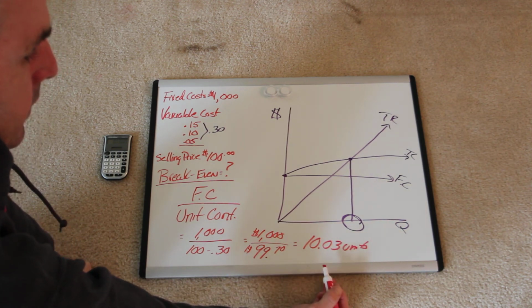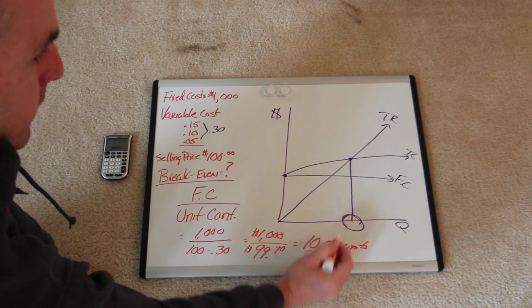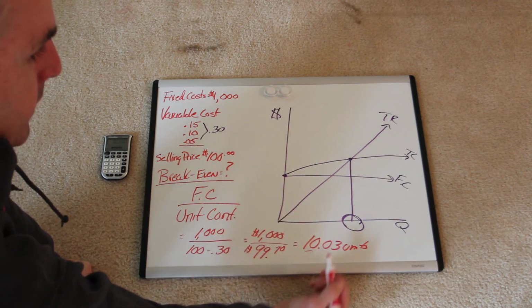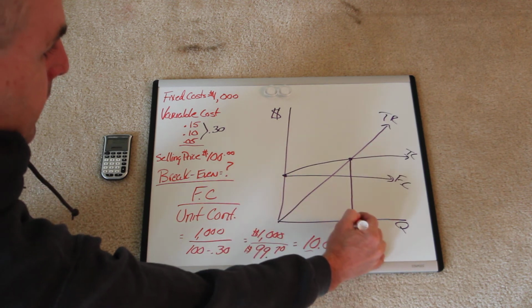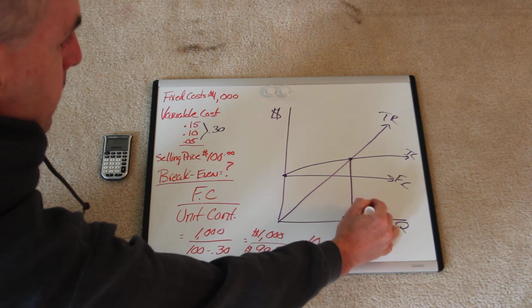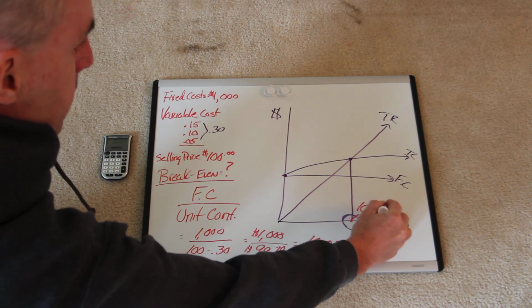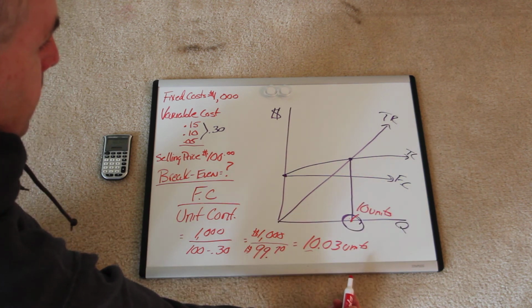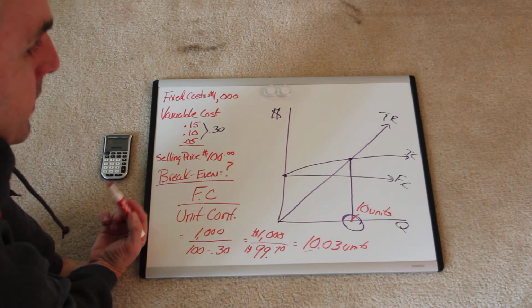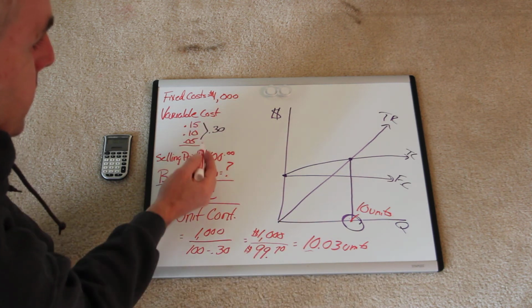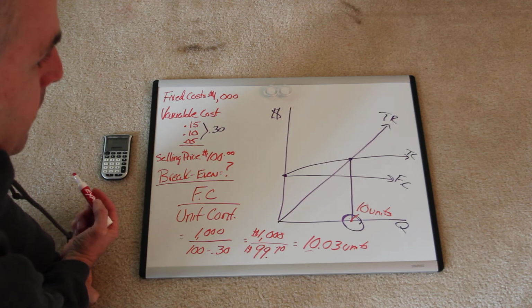ten units. So in order to break even in what we're making, we need to make 10 units, selling at that price and assuming that all of these other variables are remaining constant.